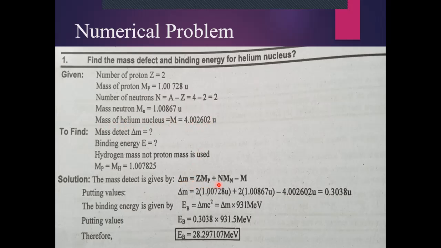So we can find out the mass defect by using this relation: delta M is equal to Z Mp plus N Mn minus the mass of the nucleus, where Z is the atomic number, Mp is the mass of one proton, N is the number of neutrons, Mn is the mass of one neutron, and M is the mass of the nucleus. So by putting the values, we get the mass defect equals 0.03038 unit. And in order to find out the binding energy, we have the relation delta m c square, or we have the direct conversion factor, that is 931 MeV. So we just multiply the mass defect with 931 to get the binding energy, that is equal to 28.29 mega electron volt.